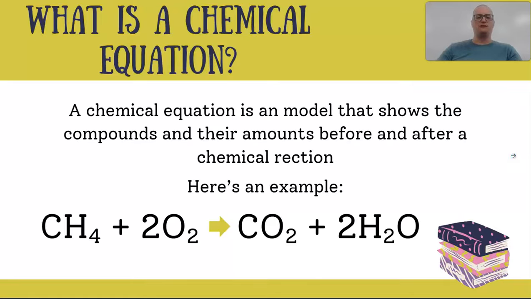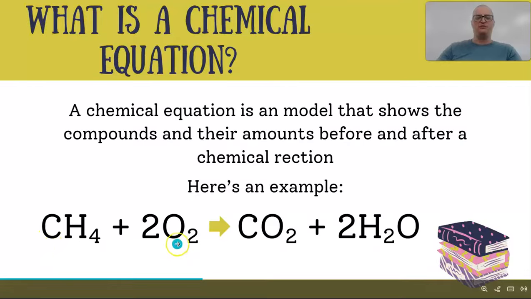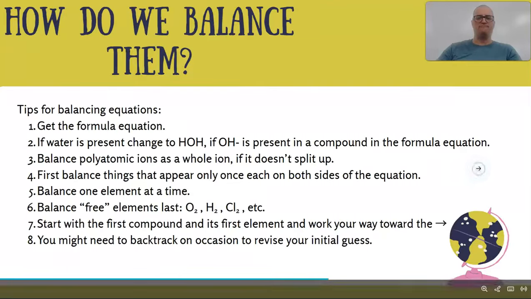So a chemical equation is a model that shows compounds and their amounts before and after a chemical reaction. Here's an example of methane, which reacts with 2 oxygen molecules to make 1 carbon dioxide molecule and 2 water molecules. Now we'll have other representations of this later, but I want you to understand how we get these 2's in front. So let's take a look at how we get that.